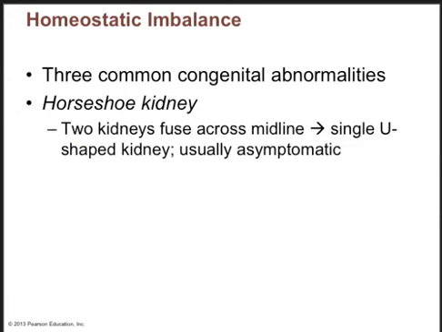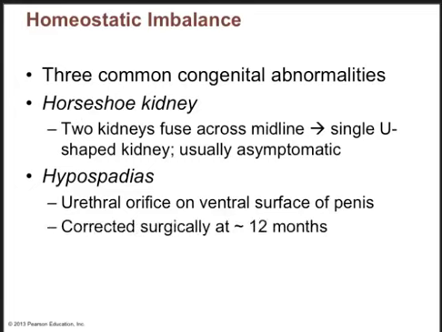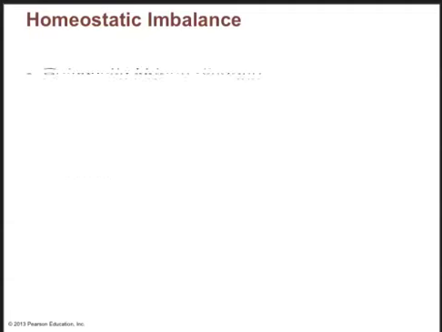In horseshoe kidney, the 2 kidneys fuse across the midline and form a single U-shaped kidney. Usually this is asymptomatic. In hypospadias, the urethral orifice is on the ventral surface of the penis. So it's on the underside of the penis instead of at the anterior aspect of the glans. This can be corrected surgically at 12 months.